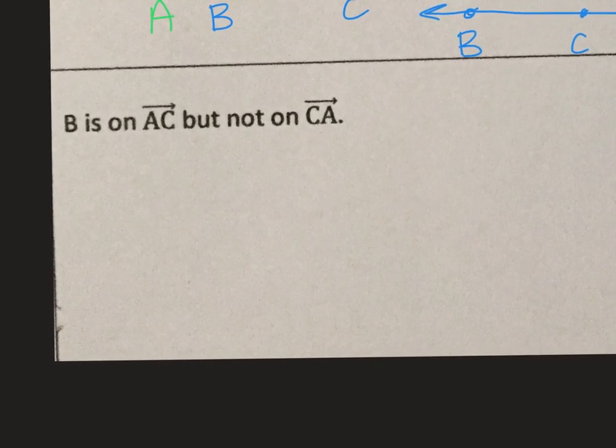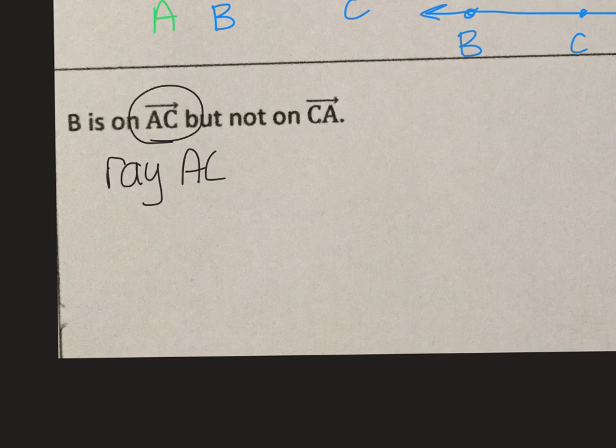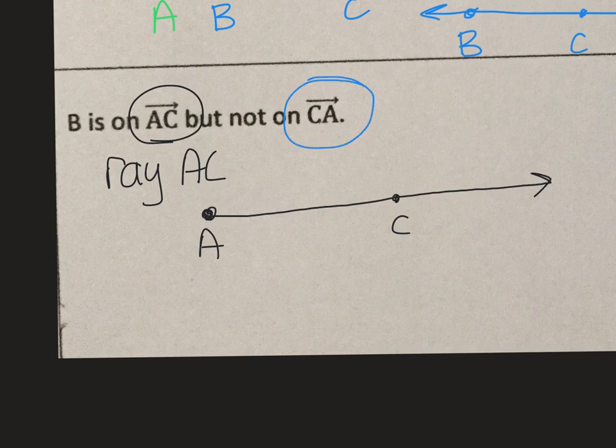Okay, now this one is a really important distinction. So this says that B is on ray AC. So that's what this symbol means when we have a one-directional arrow, ray AC, which means it starts on A and goes in the direction of C, like this. So it starts on A and it passes through this point C. So that is ray AC. Okay, as opposed to this one, which is ray CA, which means it starts at point C and goes in the direction of A. So ray AC goes from A to the right through C, and ray CA goes the opposite direction.